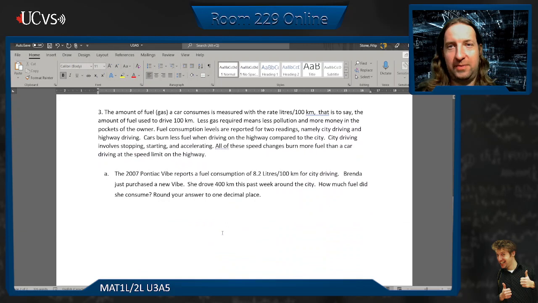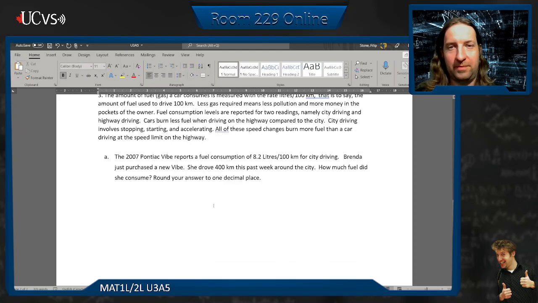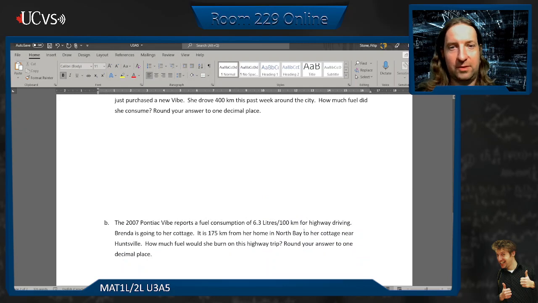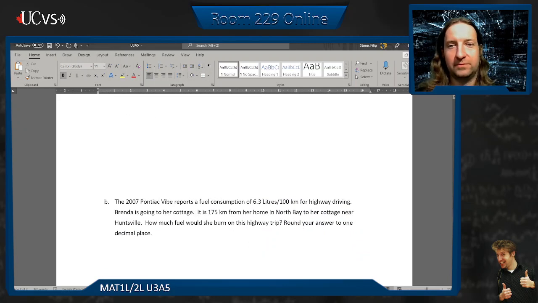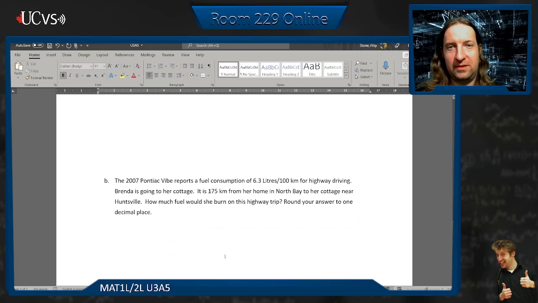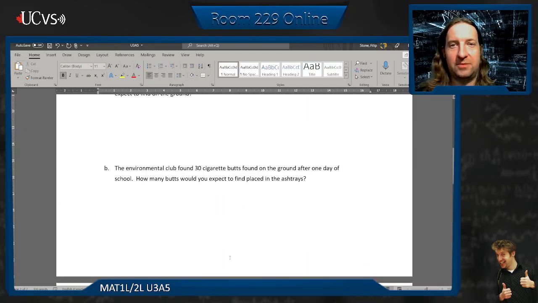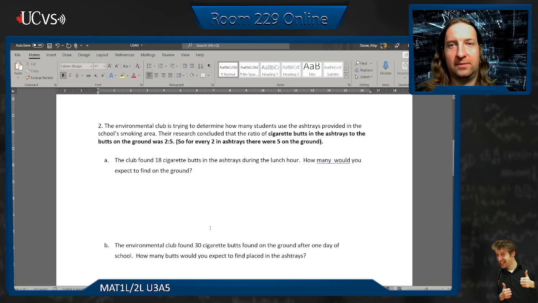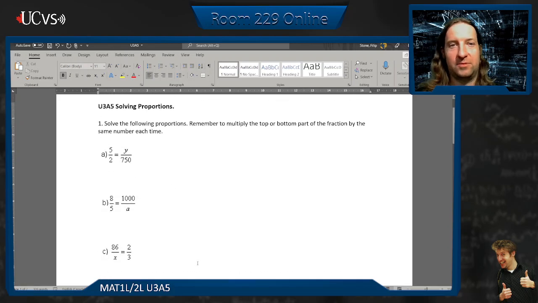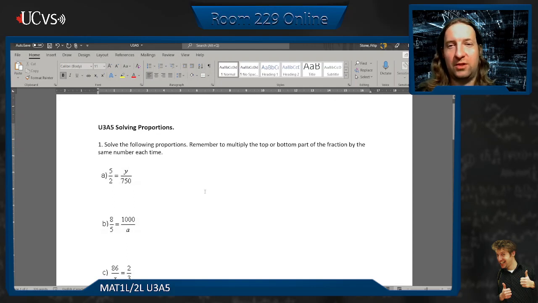And then number 3 on the next page is a fuel consumption one. This is looking at a 2007 Pontiac Vibe, which has a fuel consumption of 8.2 liters per 100 kilometers for city driving. So same problem there. And then it gives you a problem for highway driving. We've got 2 problems to work on there for gas consumption, and 2 problems for the environmental club again, and then some just regular proportions. And that's it.